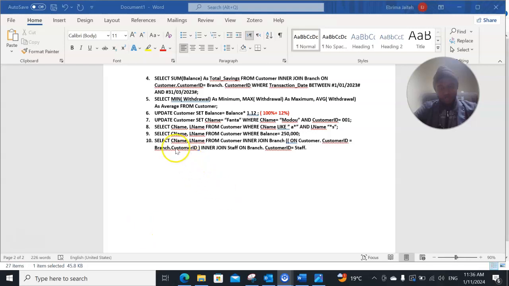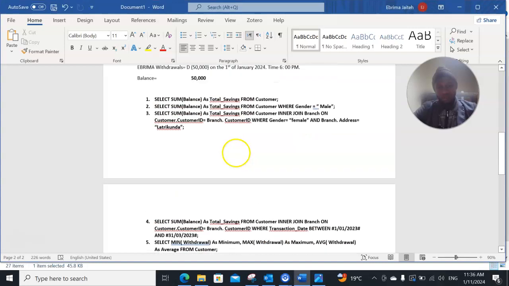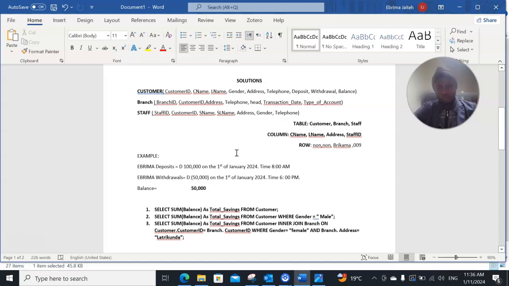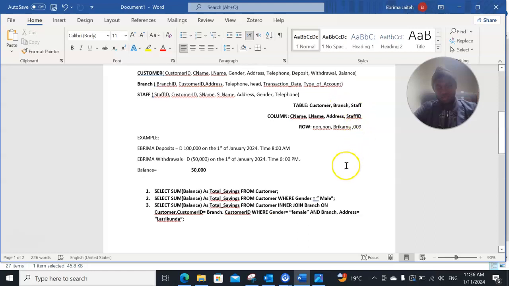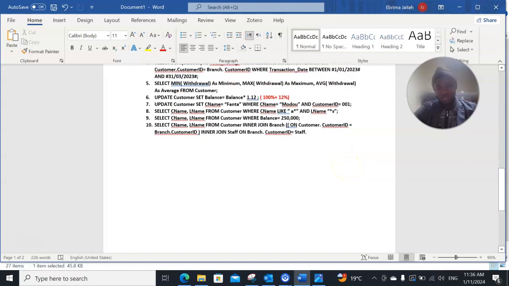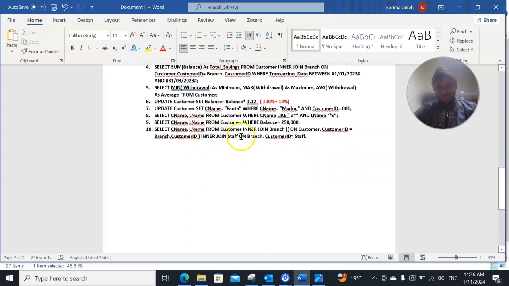Okay, let's continue from where we stopped on question number 10. So we are talking about the C name. We need the C name, that is the customer name. We have customer name, we have the last name, and this address is talking about the address of the branch, and the staff ID is talking about the ID of the staff. So we have here C name, last name from customer, inner join branch.